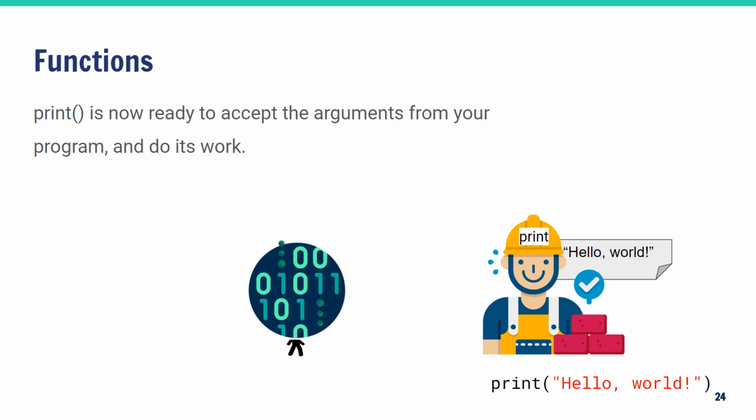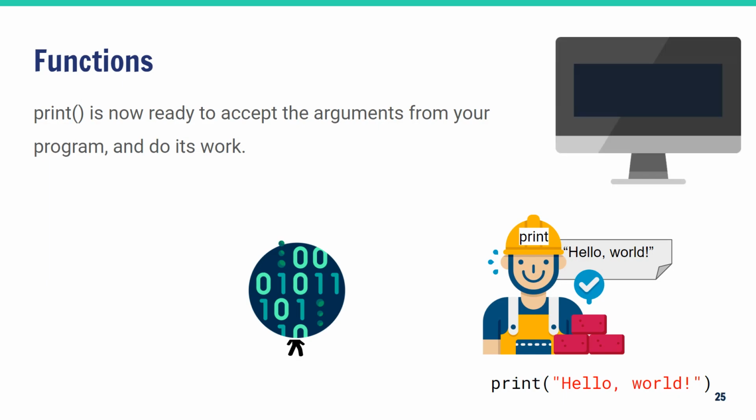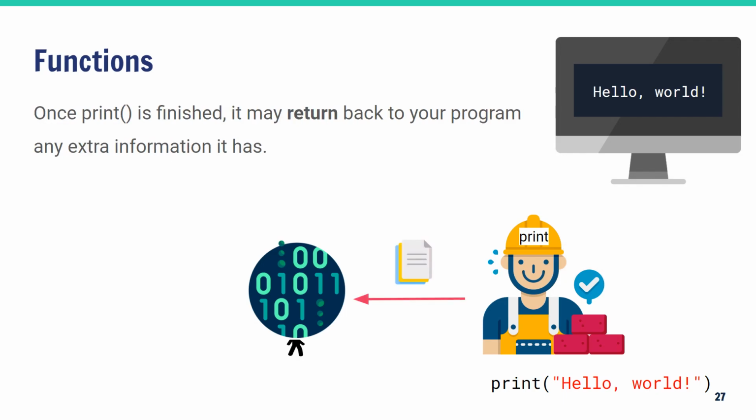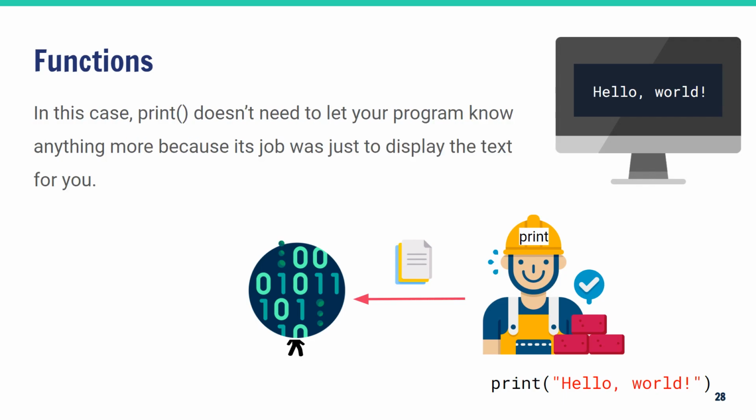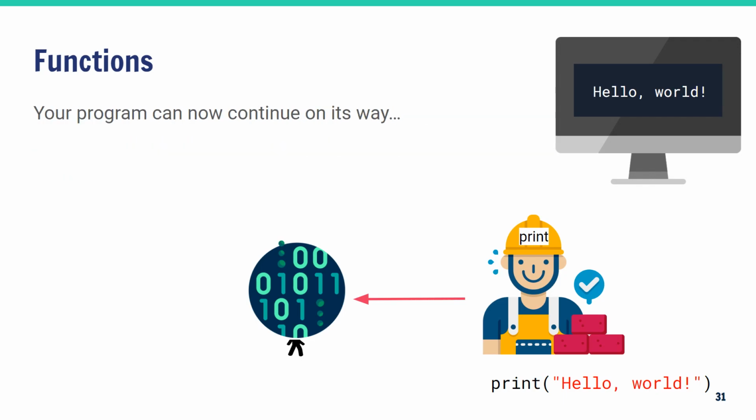It takes the arguments that it needs from your program, and it uses that to do its work, which in this case is to display whatever arguments you gave it onto the screen. So once the function is finished, it may return back to your program any extra information that it has. In this case, print doesn't give anything back to your program. It just displays the text on your screen, and its job is done. And your program can now continue on its way and do the next line of code.